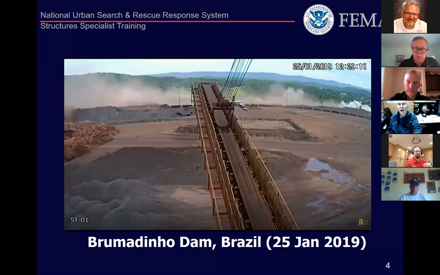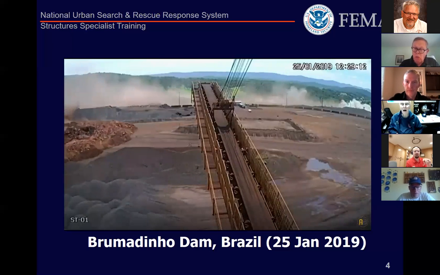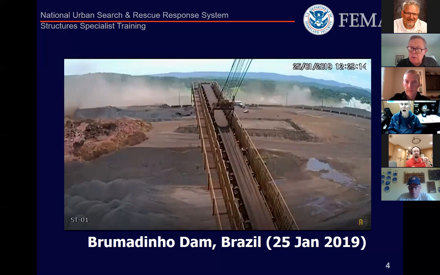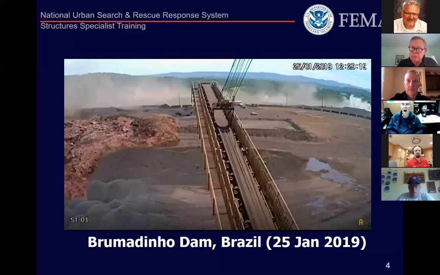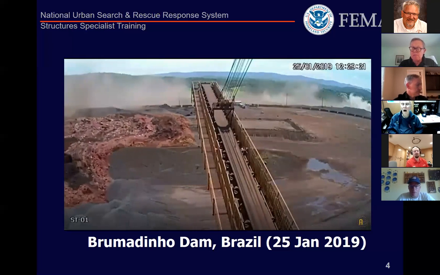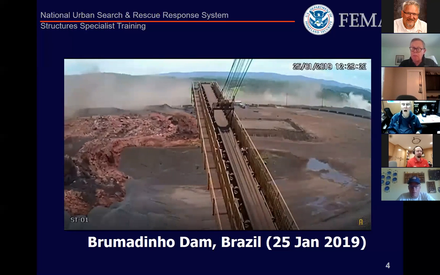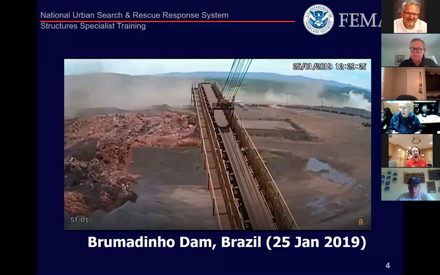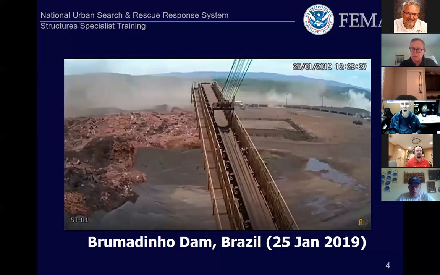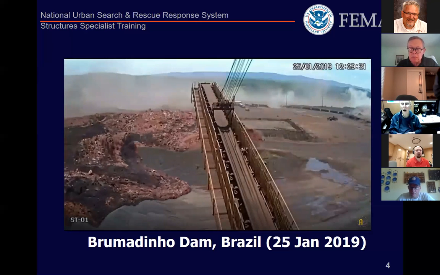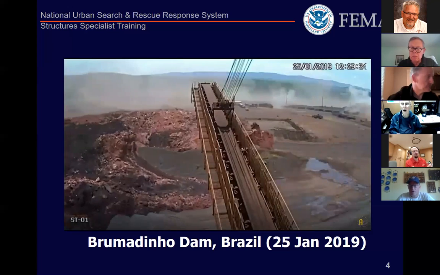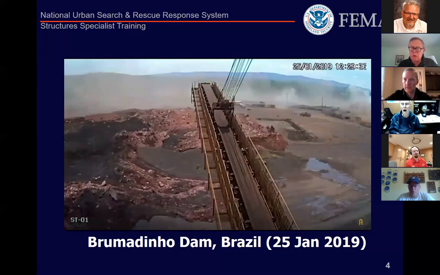If you look over to the right of the screen, you'll see a train moving, and you can see some construction workers and some equipment moving as the floodwaters and the impoundment have now breached and are engulfing the site. This happened shortly after noon. There were several hundred employees in a cafeteria that was engulfed by this.